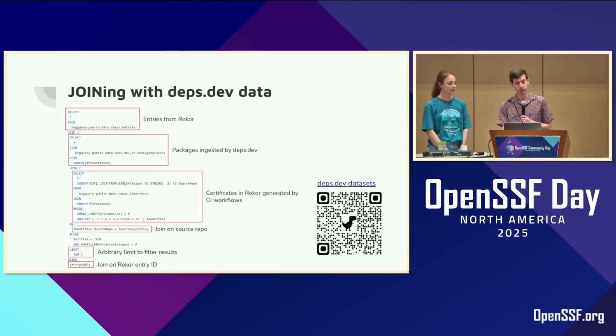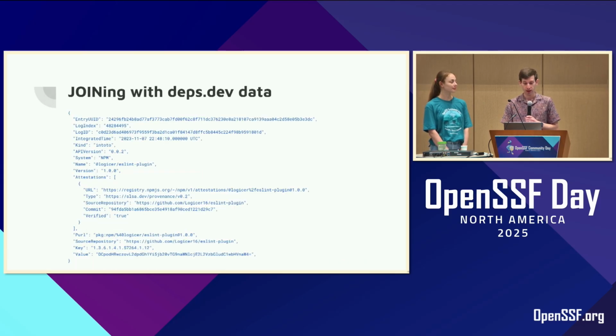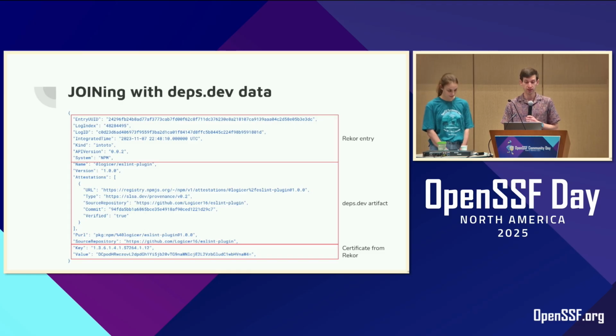For the deps.dev table, we chose the package versions table to join against, since this table contains attestations. We've left a link here if you'd like to explore other deps.dev datasets, which could be joined for additional insights. It's a bit tricky to visualize the results of this query, so what you'll see here is a JSON representation of a subset from one row of the result. You can see here in the first box the Rekor entry, the next box the deps.dev data, an artifact and its verified provenance, and finally you can see the value from the certificate that was used to join everything together.